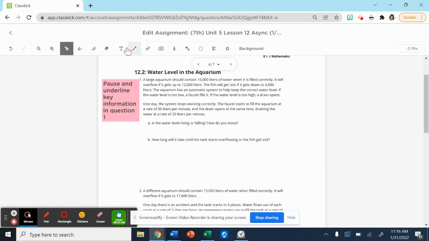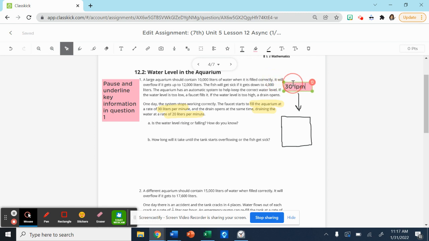A says, is the water level rising or falling? We know that the faucet is filling the aquarium at a rate of 30 liters per minute. And at the same exact time, water is being drained at a rate of 20 liters per minute. If you can imagine an aquarium tank, which I find can sometimes be helpful to draw, we know that water is going into the tank at a rate of 30 liters per minute. I'm going to write LPM for liters per minute, 30 LPM. And we know that water is coming out of the tank at a rate of 20 liters per minute.